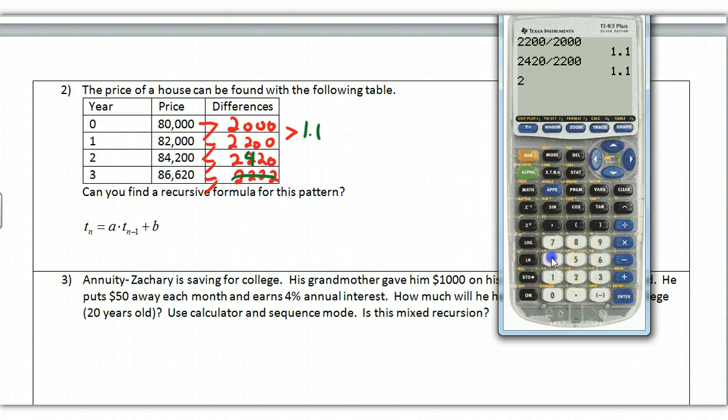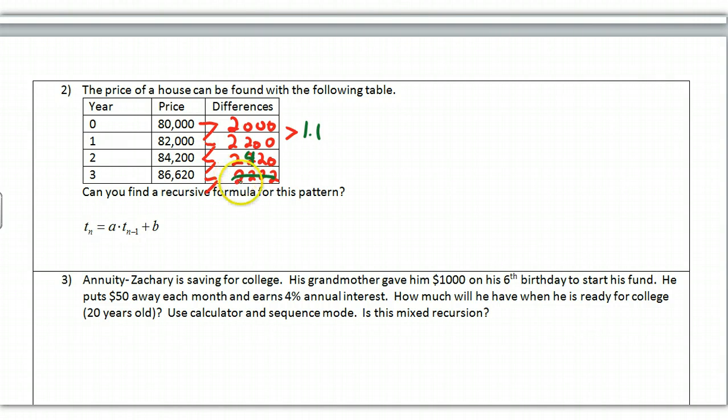So if I want to go from 2,420 and multiply by 1.1, I get 2,662. Maybe we could have guessed that one. So this common ratio would be 1.1. So we are multiplying now. You've got to be careful in how you're doing that. This is a mixed recursion.